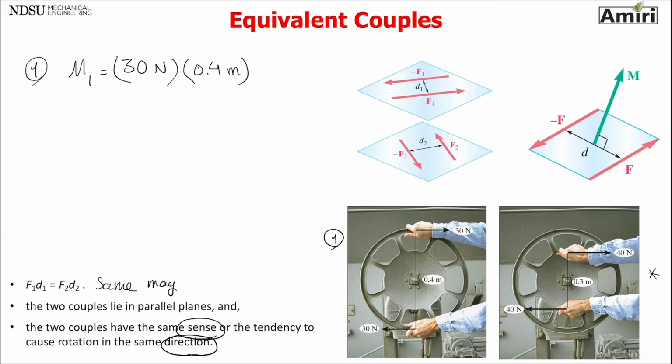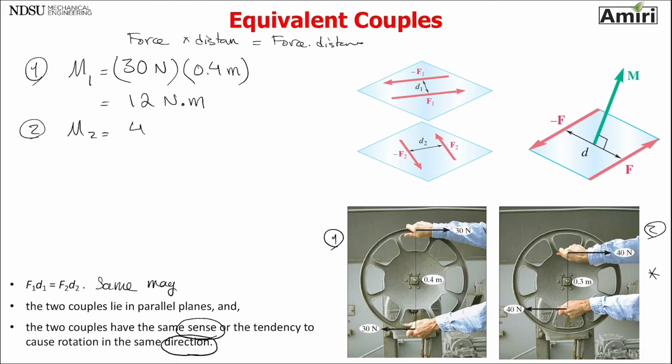The magnitude of it, M1, is the magnitude of one of the forces multiplied by the distance between them, 0.4 meters. And I'm glad that you're doing this because I get a chance to explain the units of a moment. Because moment is force multiplied by a distance, the units are force times distance. So the magnitude of this couple is 12 Newton meters.